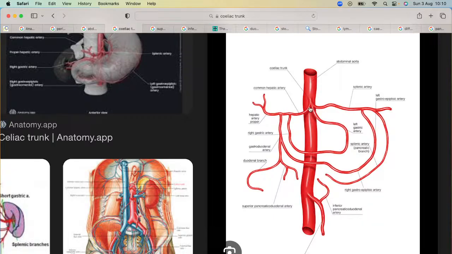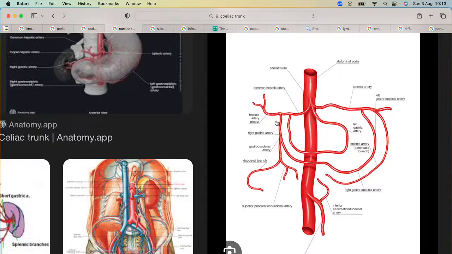Now the common hepatic artery, it divides and forms what we call the proper hepatic artery. But before doing that, it gives out the right gastric artery that supplies the rest of the lesser curvature of the stomach, and the gastroduodenal artery, which divides into two. The gastroduodenal gives out the right gastroepiploic artery to supply the greater curvature of the stomach together with the left gastroepiploic, and it gives out the duodenal branch, which also divides into the superior pancreatico-duodenal artery. Okay, so it supplies both the duodenum as well as the pancreas.